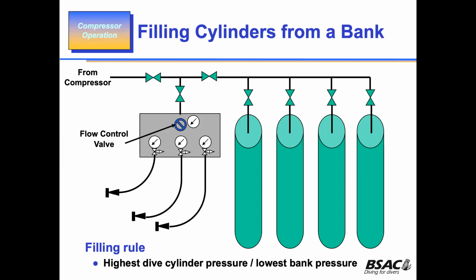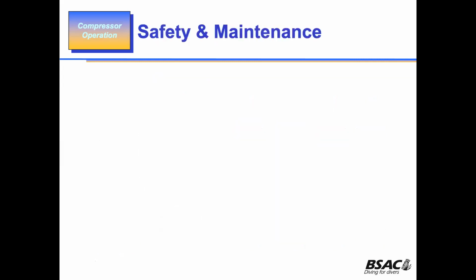So if you put them in there, you always start with the highest dive cylinder pressure, and you use the lowest bank pressure. And that way, what will happen is you will utilize your air more economically. Because when you finish filling, you've then got to fill all those banks back up again, ready for the next time you want to fill. But it's by far the easiest way to fill.